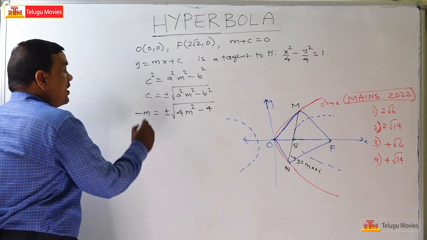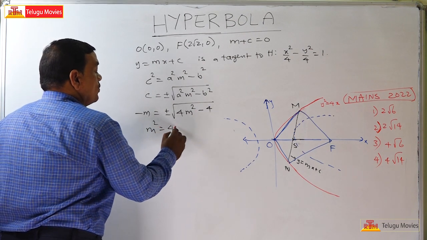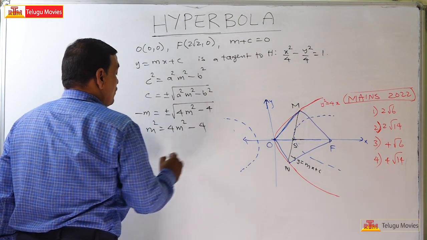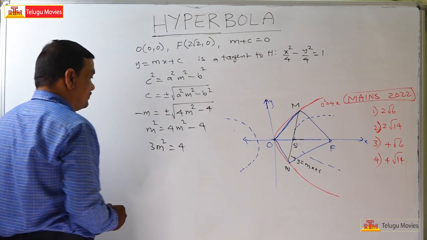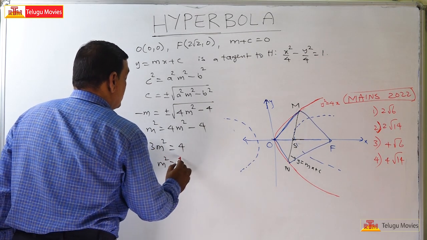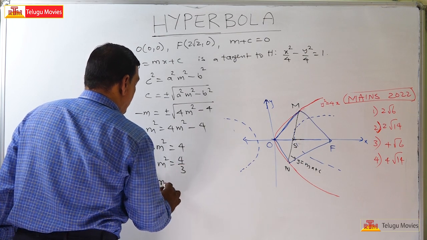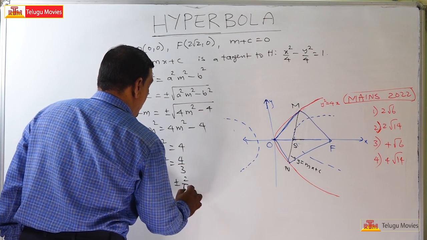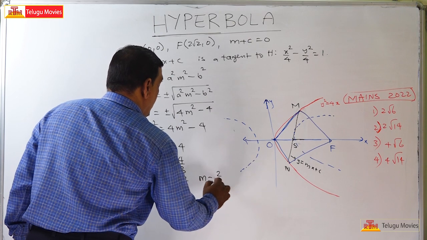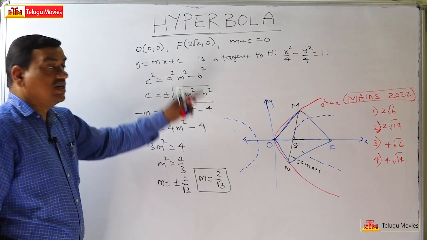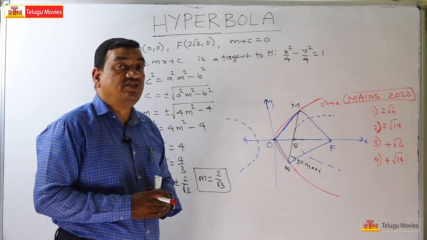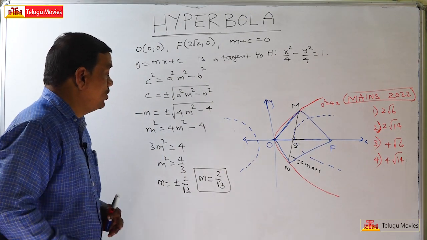Now, squaring on both sides, m square is equal to 4 m square minus 4. So 3 m square is equal to 4. So m square is equal to 4 by 3, m is equal to plus or minus 2 by root 3. But we have to take m is equal to 2 by root 3. Why? Because already in the problem m is greater than 0, it is given. M is equal to 2 by root 3.